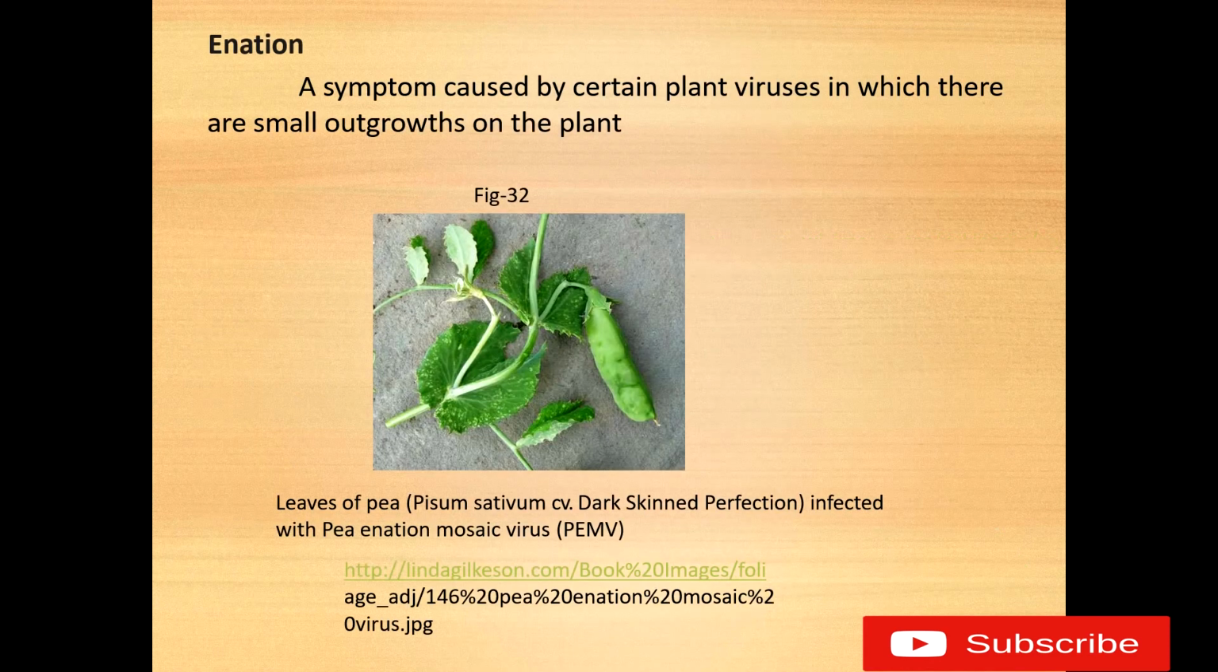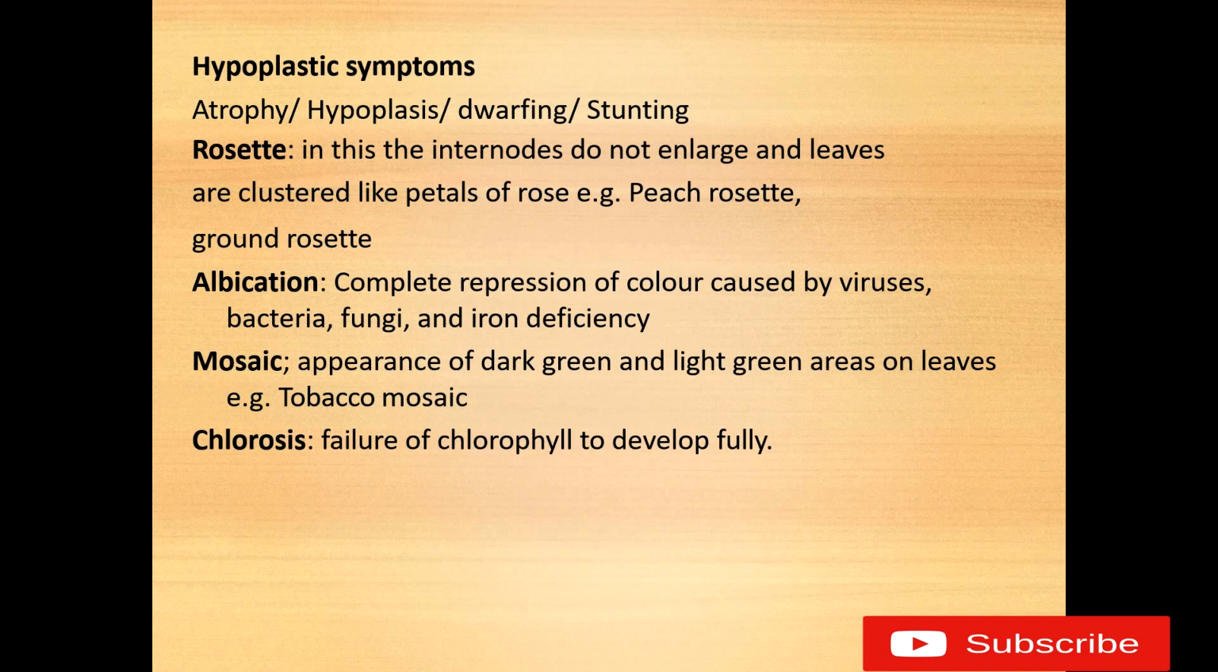And enation is a symptom caused by certain plant viruses in which there are small outgrowths on plants. You can see the enations in this picture. And hypoplastic symptoms: hyper means over, hypo means somewhat lower than normal. That is atrophy, hypoplasia, dwarfing and stunting.